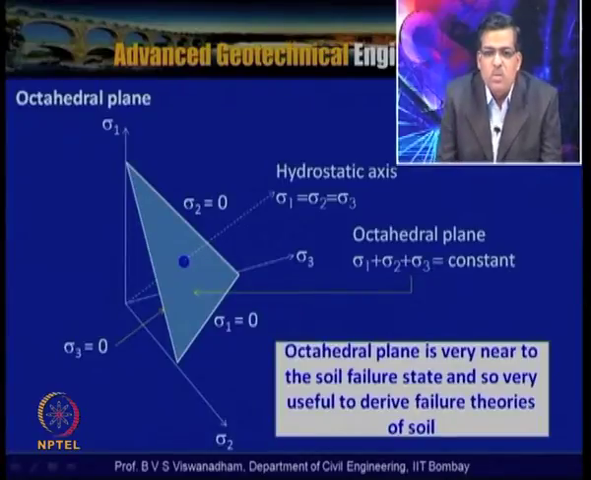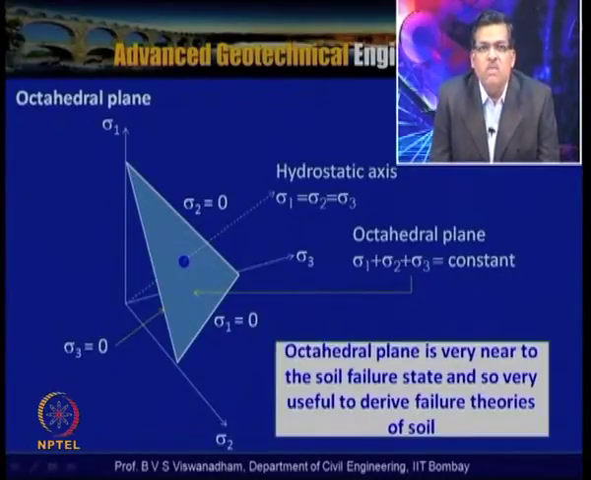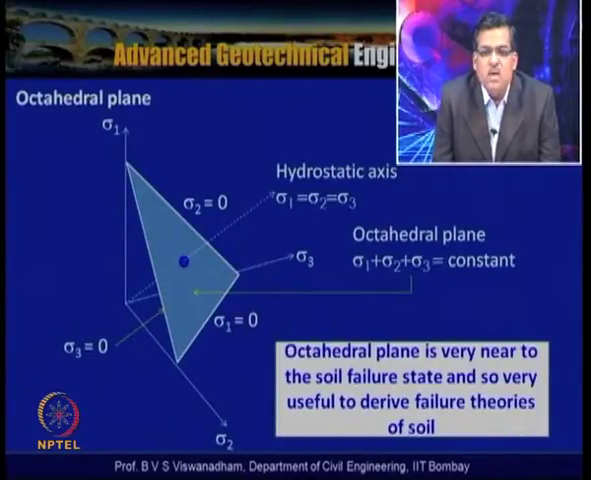So the octahedral plane is sigma 1 plus sigma 2 plus sigma 3 is equal to constant. The octahedral plane is very near to the soil failure state, so it is very useful to derive the failure theories of the soil. This octahedral plane, indicated as sigma 1 plus sigma 2 plus sigma 3 equal to constant, is very near to the soil failure, and so very useful to derive the failure theories of the soil.